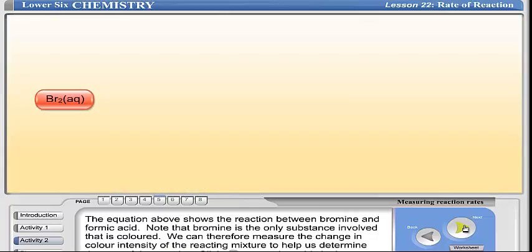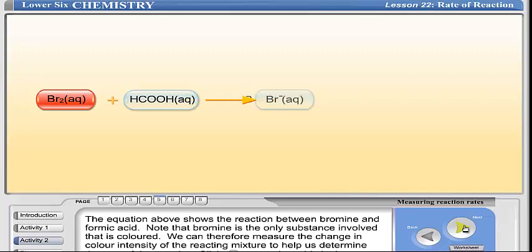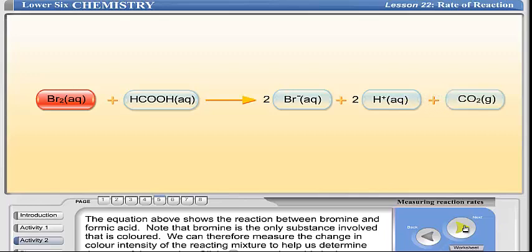The equation above shows the reaction between bromine and formic acid. Note that bromine is the only substance involved that is colored. We can therefore measure the change in color intensity of the reacting mixture to help us determine the rate of the reaction. Click Next to see how this is done.